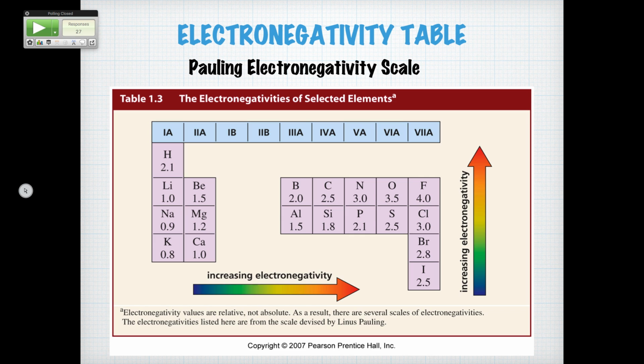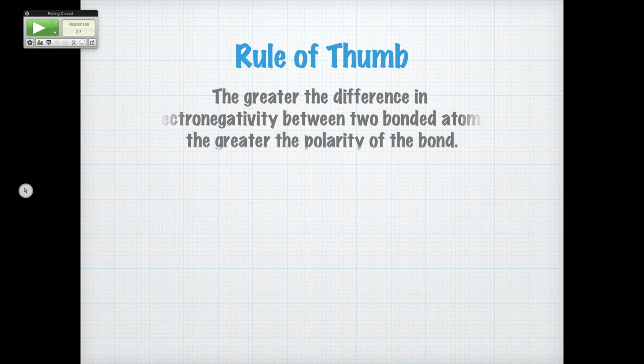So here we are. These are the elements we're going to be concentrating on. We get a few metals over there. But remember that what makes a covalent bond is that the two atoms are non-metals. If you have a metal and a non-metal, it's ionic, pretty much. We're not going to worry about those metallic bonds and all that. A good rule of thumb is the greater the difference in electronegativity between the two atoms, the greater the polarity of the bond.